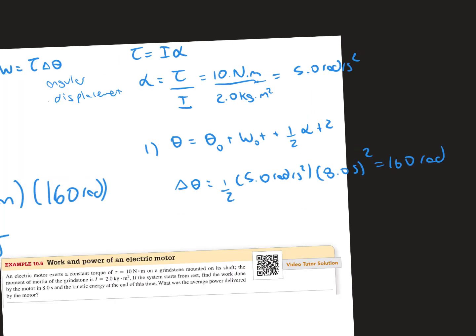As we solve this problem, we can rewrite the angular acceleration as the torque divided by the moment of inertia, because we have those two values. It's going to be 10 newton-meters over 2 kilogram meter squared, and that should give us 5 radians per second squared.